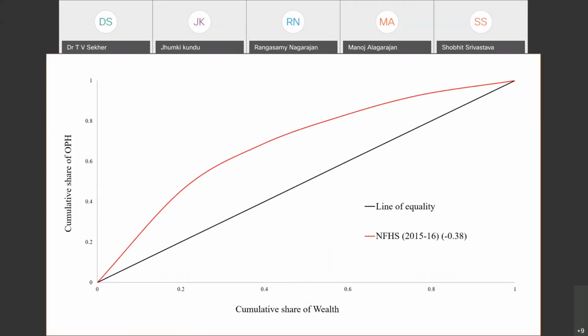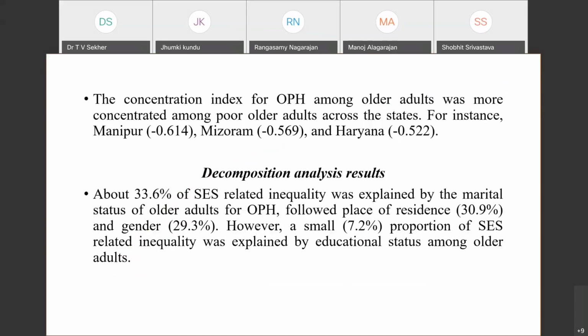This is a concentration curve. It depicts that the higher OPH was found among those older adults who were from the lower socioeconomic strata. The value of the concentration index was 0.38 with a minus sign. That means it was concentrated more among the poor. The concentration index for OPH among older adults was more concentrated among poor older adults across almost all states, but the values were highest for Manipur, followed by Mizoram and Haryana.